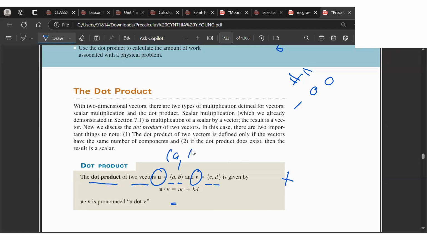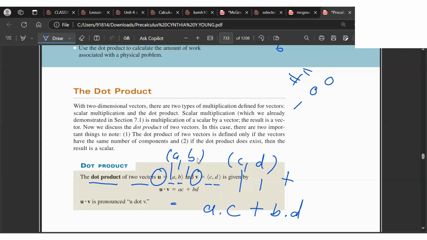We have A, B, and we have C, D, right? So we can say A and C are the X components, and B and D are the Y components. What you have to do is first multiply the X components, so multiply A and C. Then you add the Y components, so B into D. And we also have Z components, right? We have three components, X, Y, and Z.